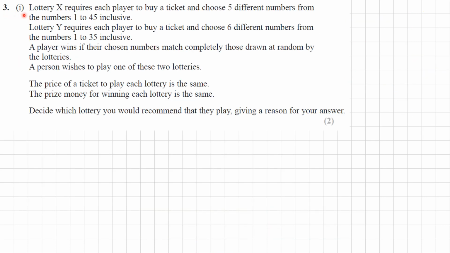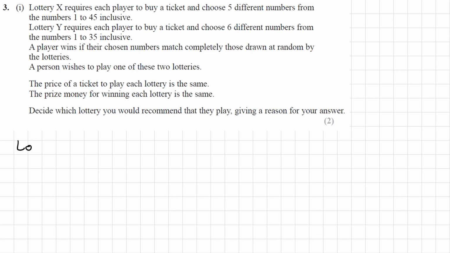Question 3, part 1. Lottery X requires each player to buy a ticket and choose 5 different numbers from the numbers 1 to 45 inclusive. Lottery Y requires each player to buy a ticket and choose 6 different numbers from the numbers 1 to 35 inclusive. A player wins if their chosen numbers match completely those drawn at random by the lotteries. A person wishes to play one of these 2 lotteries. The price of a ticket to play each lottery is the same. The prize money for winning each lottery is the same. Decide which lottery you would recommend that they play, giving a reason for your answer.